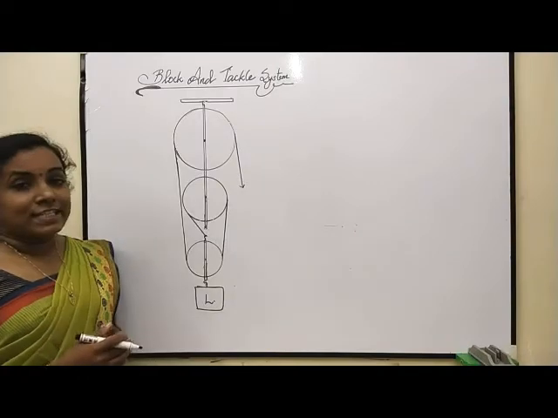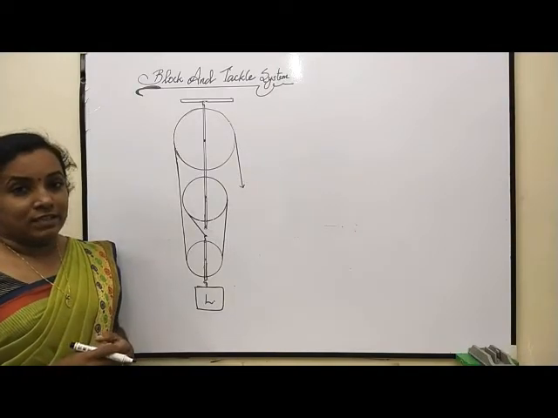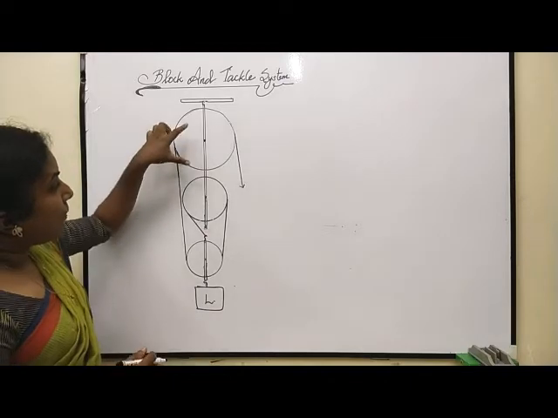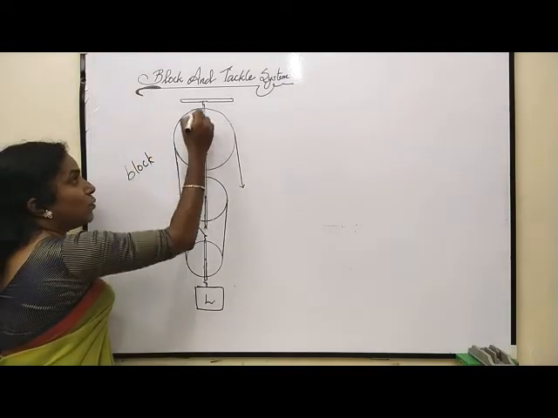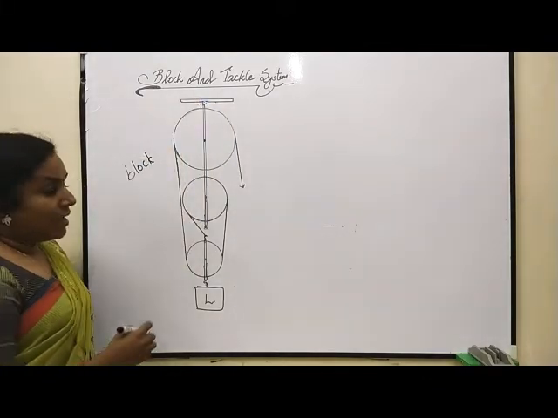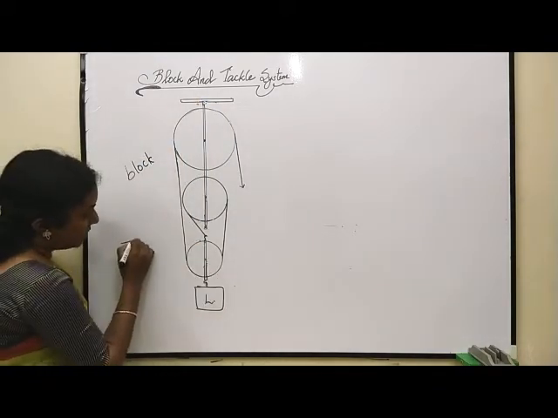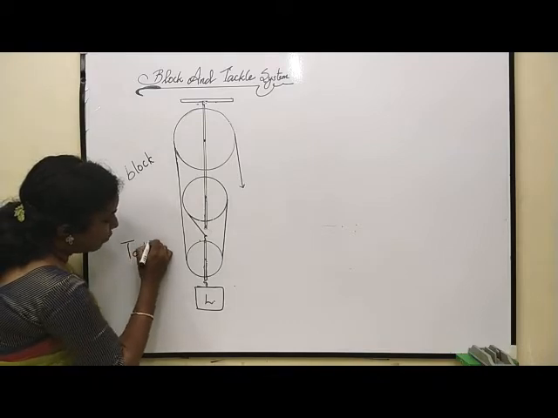This is a block and tackle system of 3 pulleys. The upper section is called the block, which is fixed with a rigid support, and the lower section is called the tackle, which is movable.